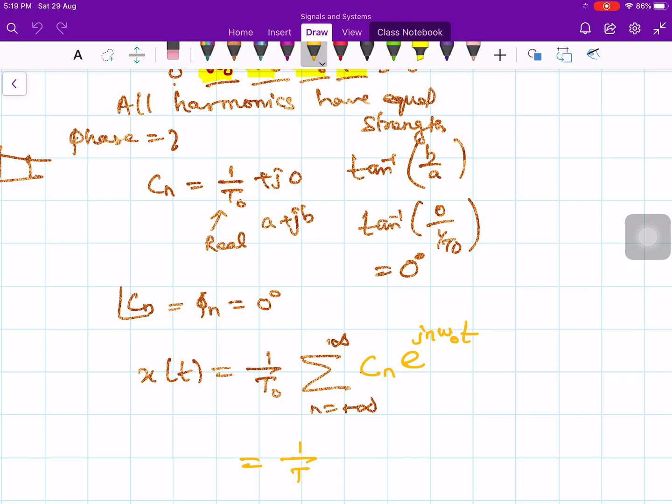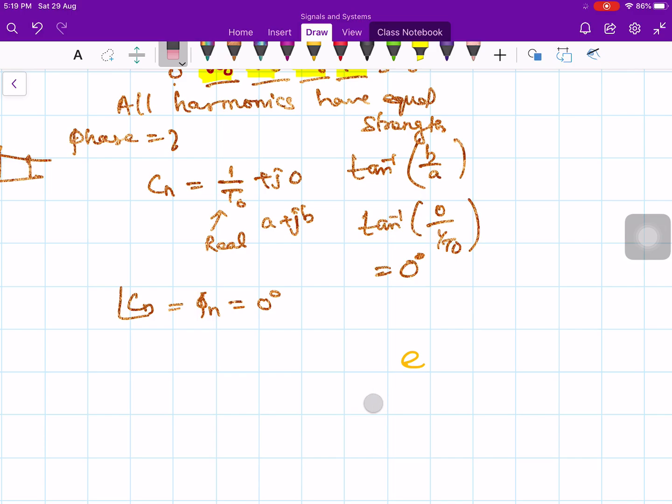I'm sorry, why did I put this 1 over t naught? No, this is not as per the formula. There is no 1 over t naught. I'm sorry, let me write down the exponential Fourier series.